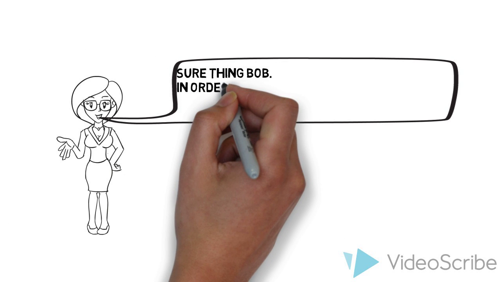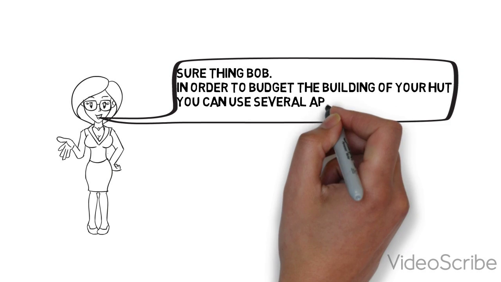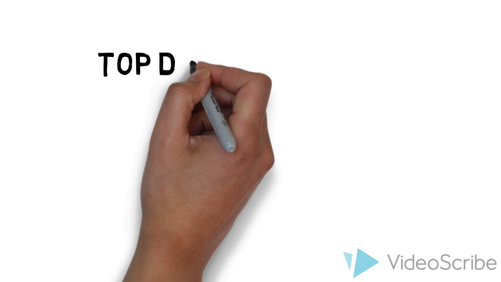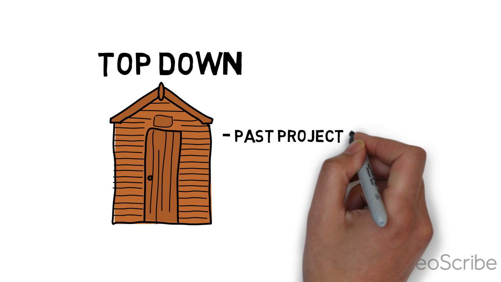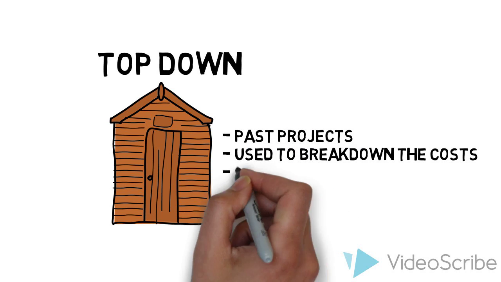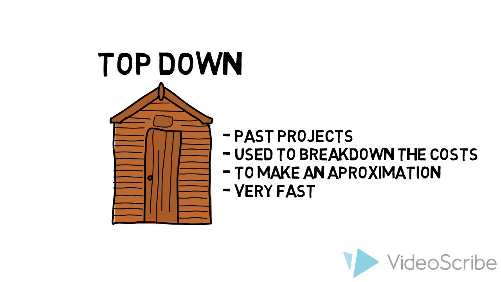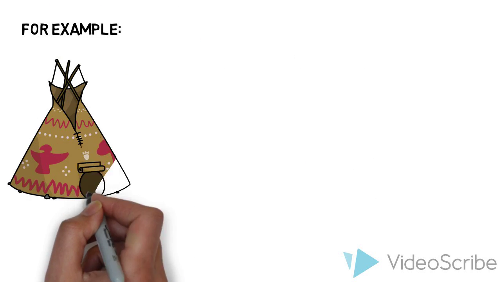Sure thing, Bob. In order to budget the building of your hut, you can use several approaches. Let's start with the top-down approach. It is a tool that you can use to make a quick approximation of your budget. You will use past projects to compare and break down your costs. For example, last year you built a TP. You can use this cost to create your budget.